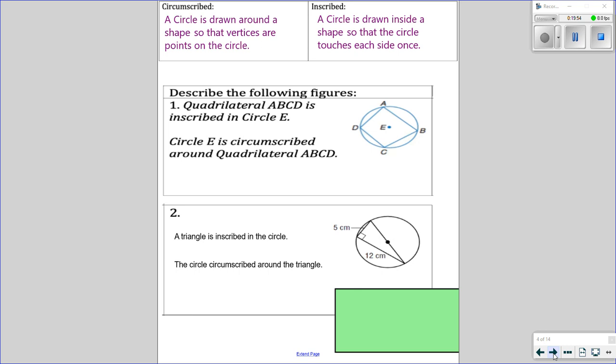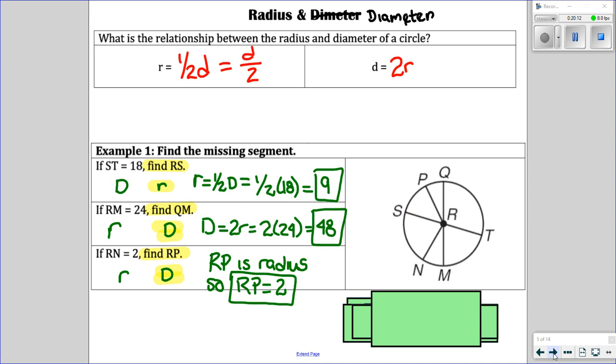We also learned about circumscribe and inscribe. Circumscribe is basically a circle that is drawn outside of a shape, whatever shape it is, and inscribe is a shape that is drawn inside the circle. Or it could be another shape, but in this case, since we're talking about circles, it's drawn inside the circle. We also learned about the radius and diameter. Radius is half the diameter, and diameter is twice the radius.